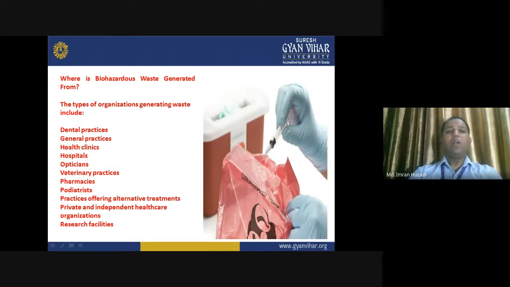So where is biohazardous waste generated from? Where is the main source of this waste? You must understand it. The types of organizations generating waste include dental practices, general practices, health clinics, hospitals, opticians, veterinary practices, pharmacies, pediatrics, practices offering alternative treatments, private and independent healthcare organizations, research facilities, and so on.